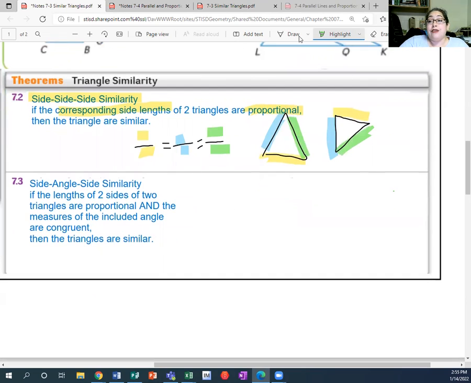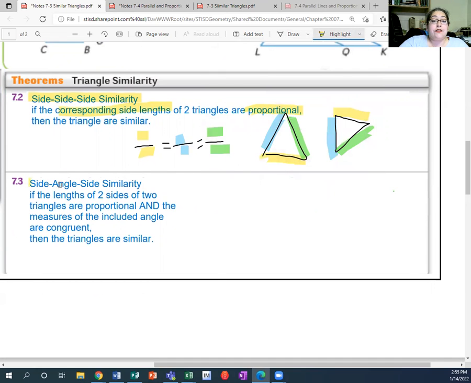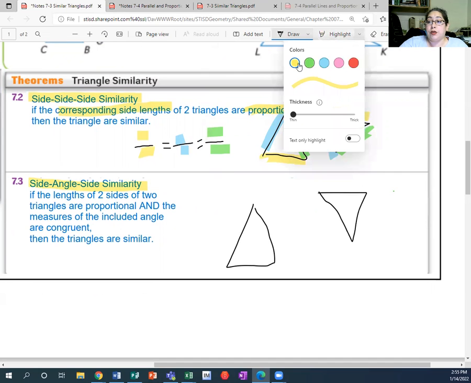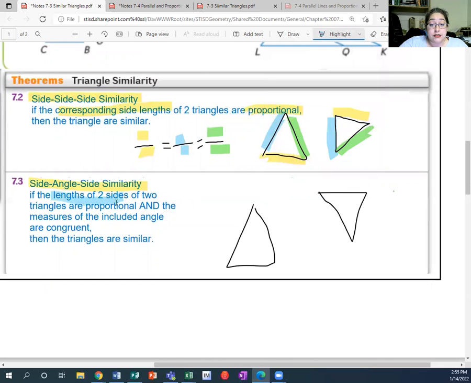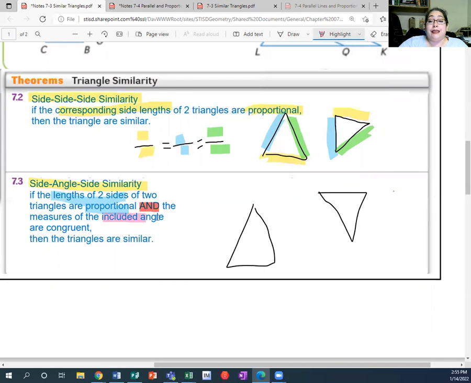The other one that we have is the side-angle-side similarity. And this feels again a lot like that congruence that we had from chapter 4, I think it was, when I had two triangles sitting there and I wanted to show they were congruent. This one wants the lengths of two sides to be proportional. And notice we have this word "and" in there. That means we need to hit two different things happening. We need the sides proportional and we need the included angle congruent.